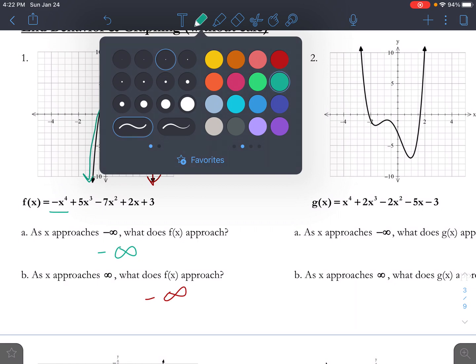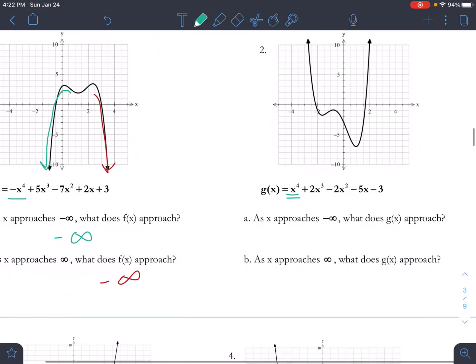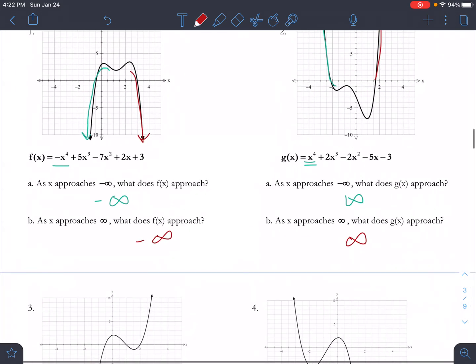Okay, so same thing here. We've got a positive x to the fourth graph. As x's get smaller, so you're looking towards the left, what's the left end behavior? G of x is approaching positive infinity. Versus when x's are getting bigger, as I go towards 10, 20, 100, whatever it may be, that's because the x values are getting bigger. In this case, my y or g of x values are also going towards infinity.